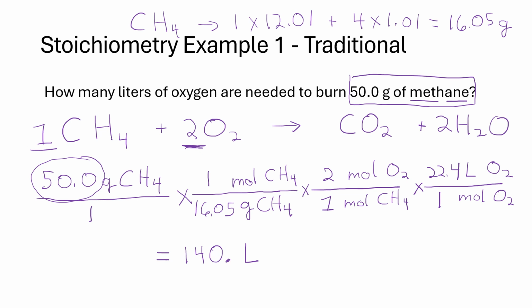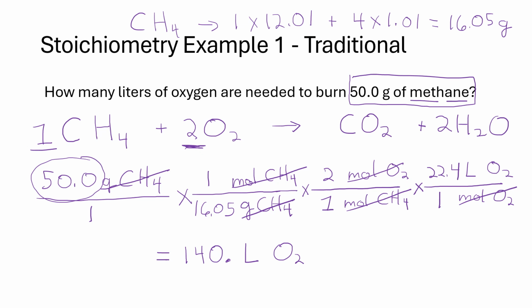So we've got 140 liters of O2, and I got a little sloppy here. I didn't show all my units canceling out. Grams of methane cancel with grams of methane in the next step. Moles of methane cancel on the bottom with moles of methane in the next step. Moles of oxygen cancel with moles of oxygen, leaving us truly with just liters of oxygen for our final answer.